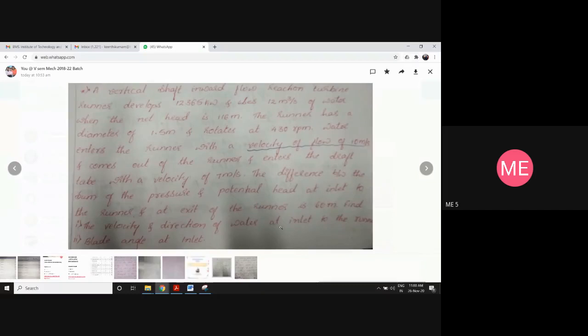Determine the velocity and direction of the water at the inlet to the runner. Next, blade angle at the inlet. Then you include more. That is not there here. You will include two more unknowns. Loss of head in the runner. Next, third one, loss of head in the runner. Next, hydraulic efficiency and specific speed.